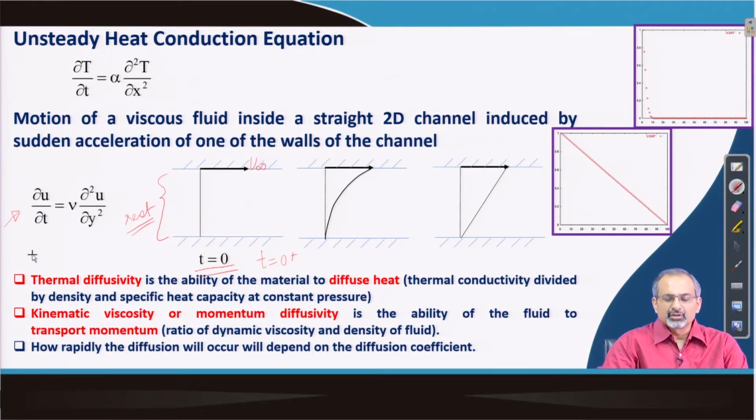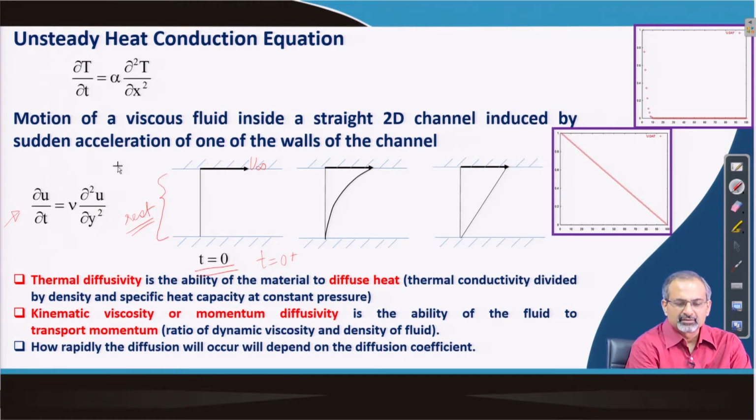and that is responsible for the diffusion of momentum. So, the unsteady heat conduction equation models diffusion of heat, while the reduced form of Navier Stokes equation, which shows up in this form, models the momentum diffusion in the gap where the fluid is confined between two parallel flat plates.